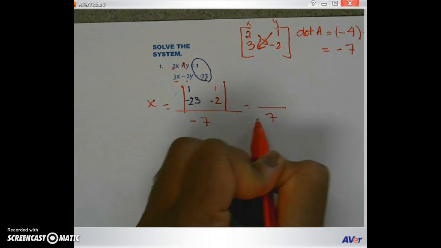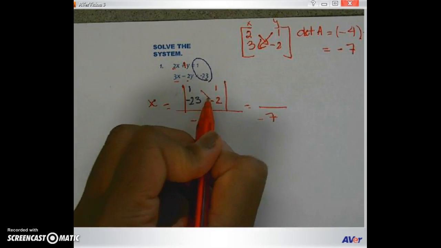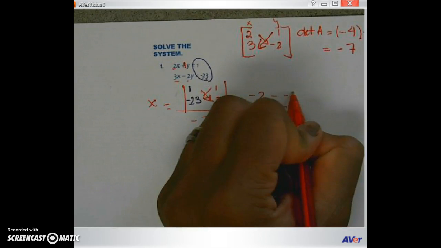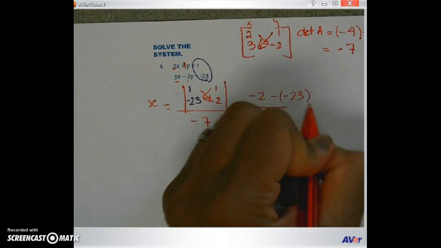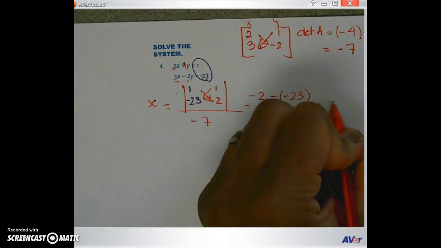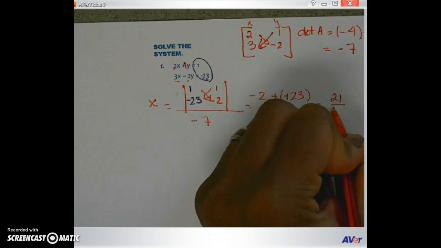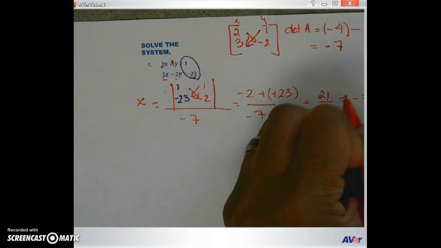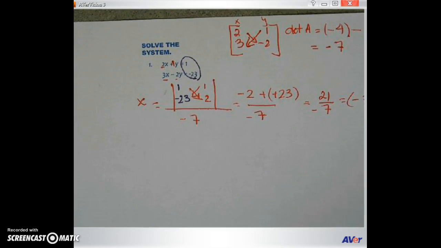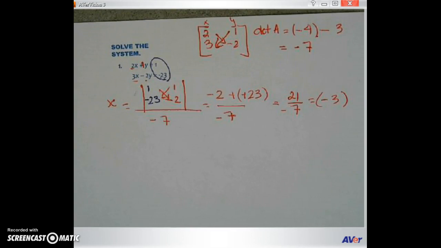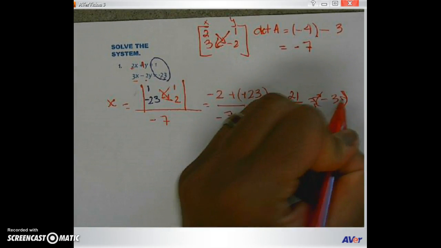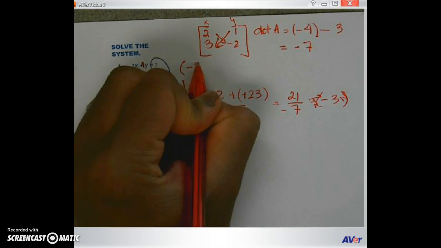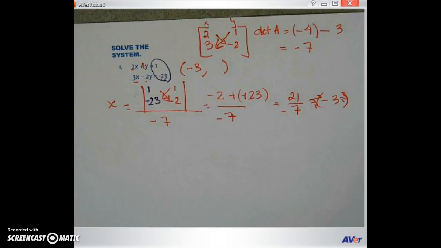Negative 7 is fine. And I'm going to find the determinant of this. So I'm going to cross multiply. This will be negative 2 minus negative 23. Simplifying, I have 21, adding the opposite. 21 over negative 7, excuse me. So the x value is negative 3. I don't know why I put that in parentheses. Just negative 3 is fine. Oh, because I was thinking about a coordinate. My solution for this should be a coordinate. I know the negative 3 is the x part. I need to find the y part.